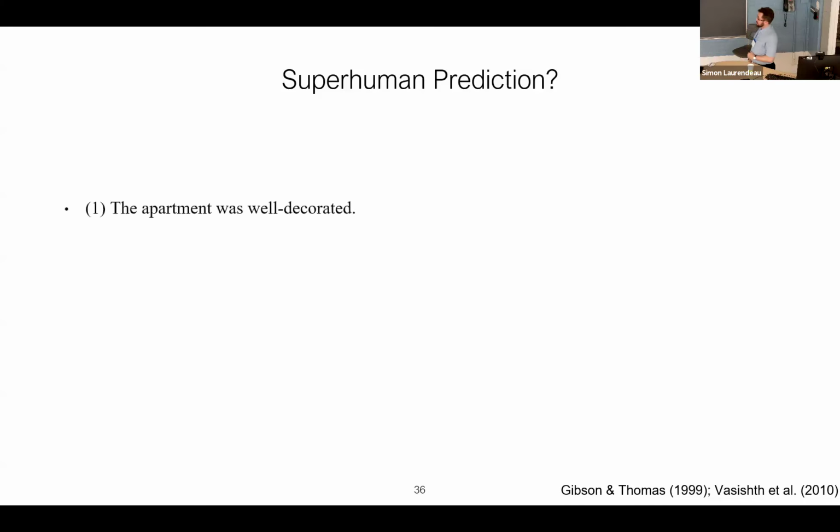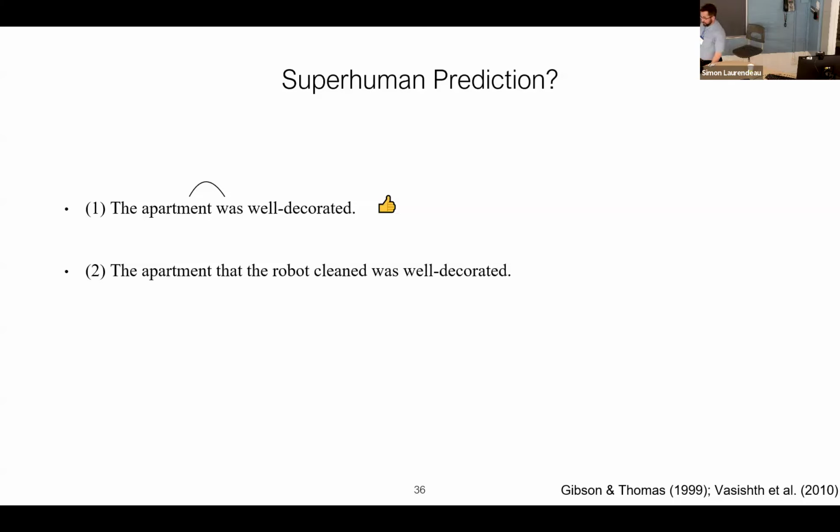So here is a sentence that is easy to understand. The apartment was well decorated. And I'll give it a thumbs up. Perfectly easy to understand, right? And we have this kind of subject-verb dependency here like we saw earlier. Here's a second sentence. The apartment that the robot cleaned was well decorated. Still easy to understand, right? Maybe it's a little more complicated, but it's still basically comprehensible.